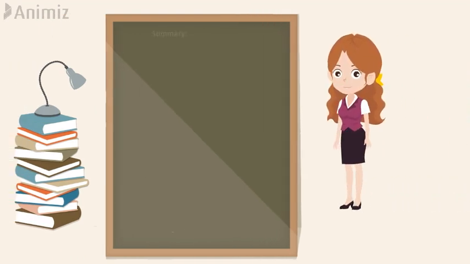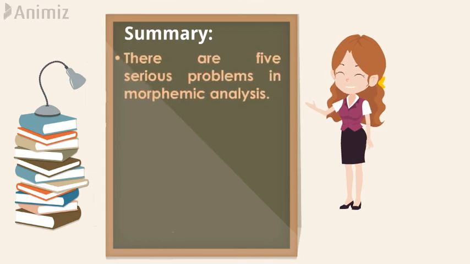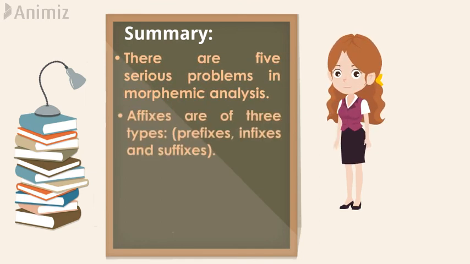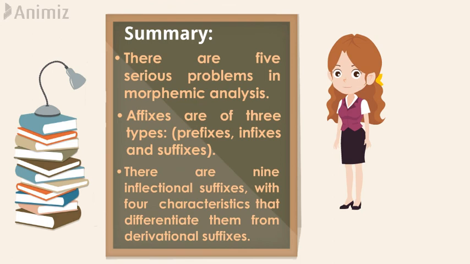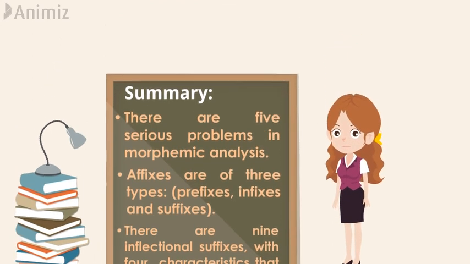Now, let's have a look at the summary of this lecture. There are 5 serious problems in morphemic analysis. Affixes are of three types: prefixes, infixes and suffixes. There are 9 inflectional suffixes, with 4 characteristics that differentiate them from derivational suffixes.